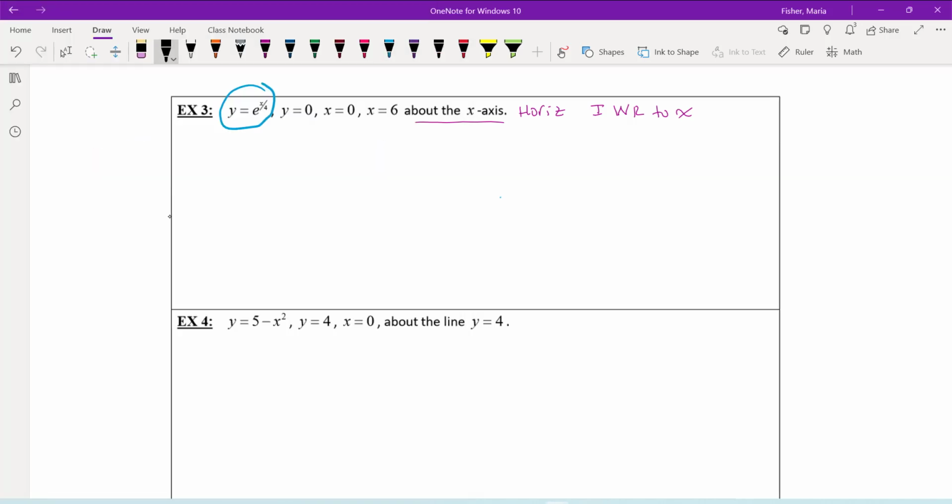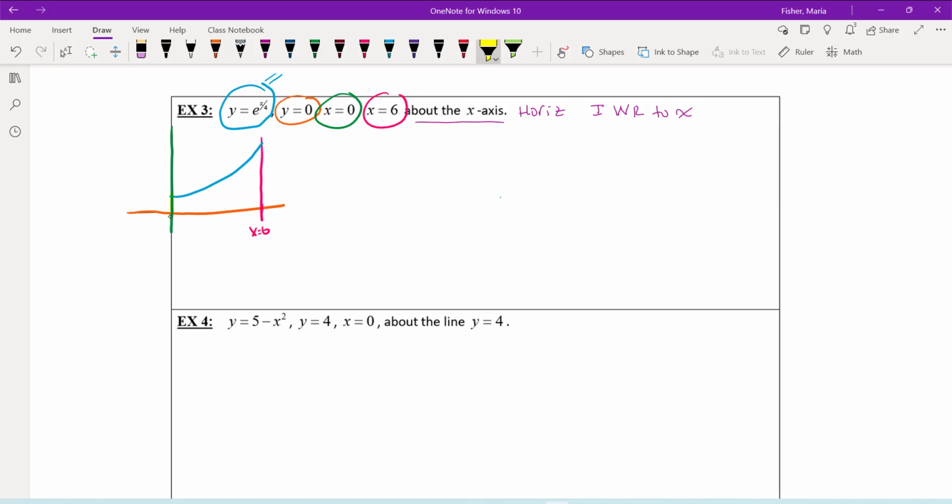Coming over here, we're going to draw the other things first. Y equals 0, we know how to draw that. That's just the x-axis. X equals 0, we also know how to draw that. That's just going to be our y-axis. X equals 6 is a vertical line at 6. And then we know that our other function is just that exponential that's growing this way. And that's our y equals e raised to the x over 4.